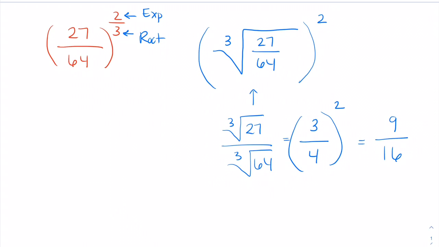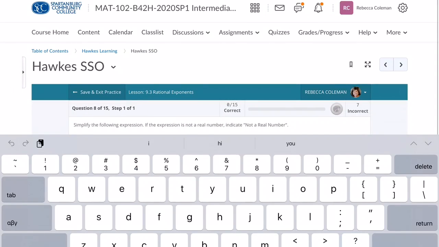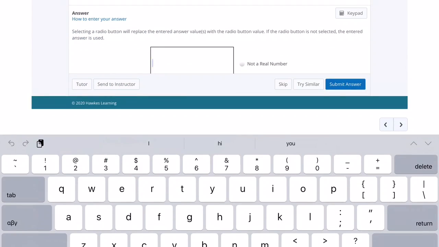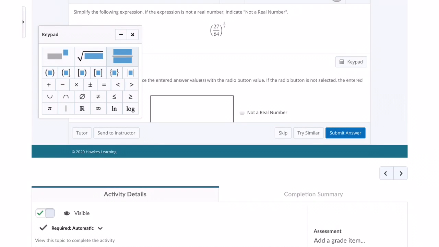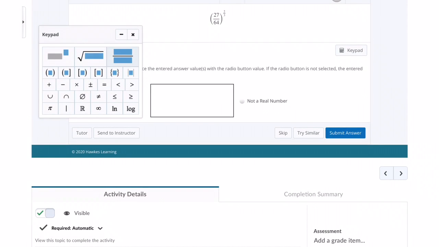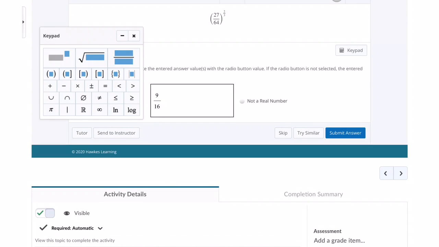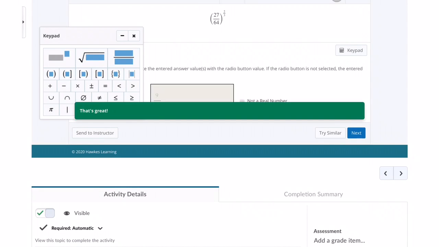And then I have simplified. I have taken this and raised it to the power 2/3. So I'm going to come back over here and input my simplified answer using the keypad. There we go. 9 in my numerator, 16 in my denominator, and I have completely simplified that rational exponent.